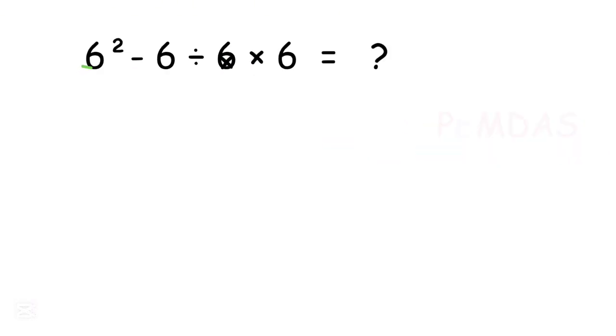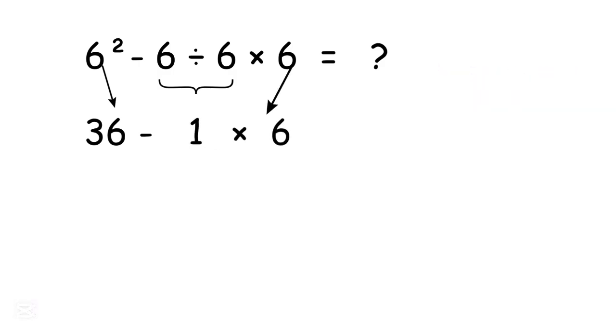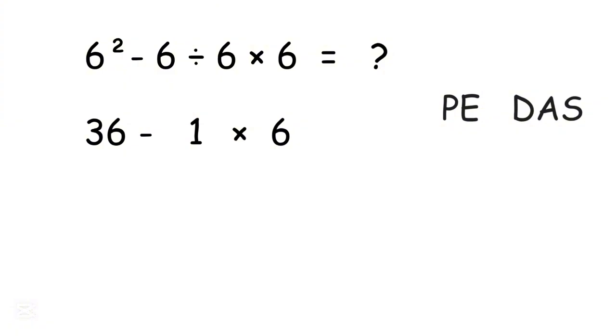Okay, so according to the PEMDAS, first we have to do exponent. So 6 squared equals 36. After then division, such as negative 6 divided by 6 equals negative 1, and times 6. Guys, focus here. Multiplication has higher priority than subtraction, so we do multiplication first.